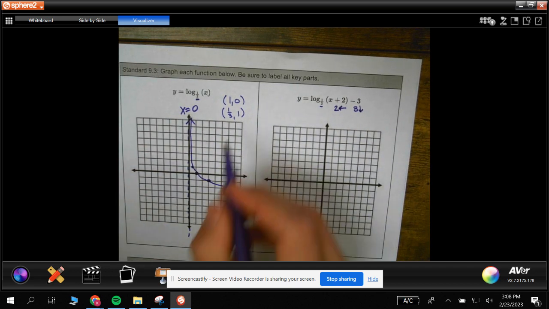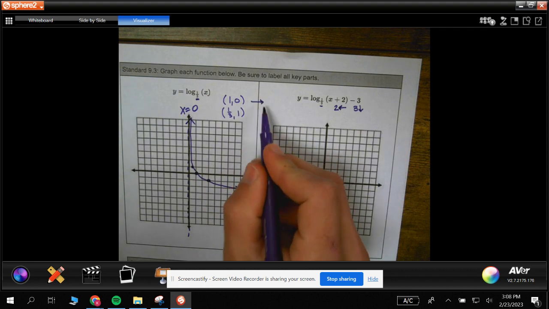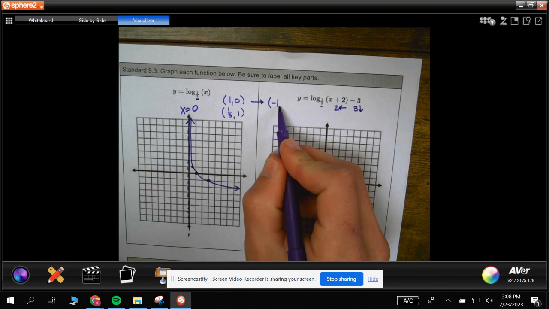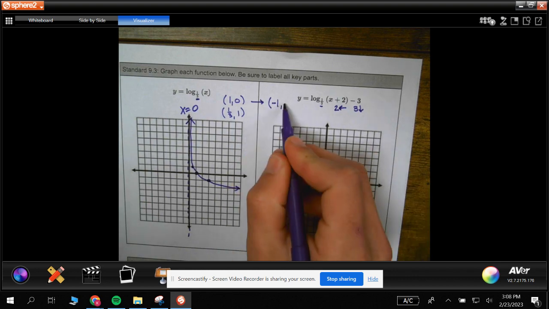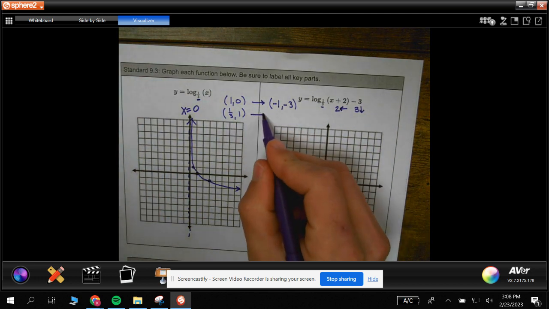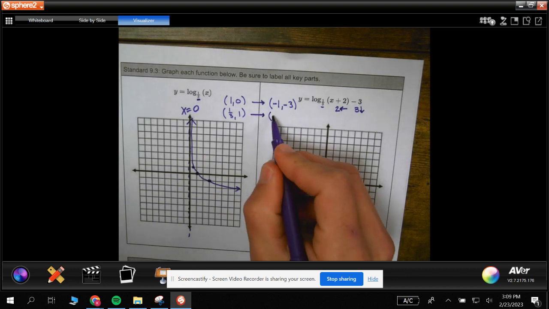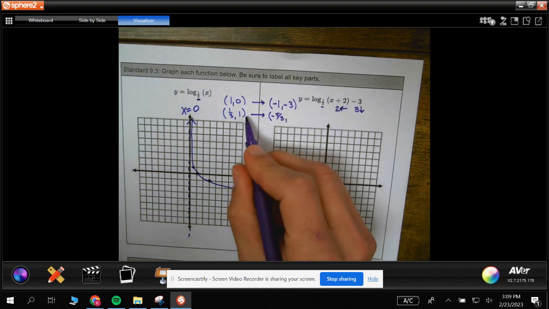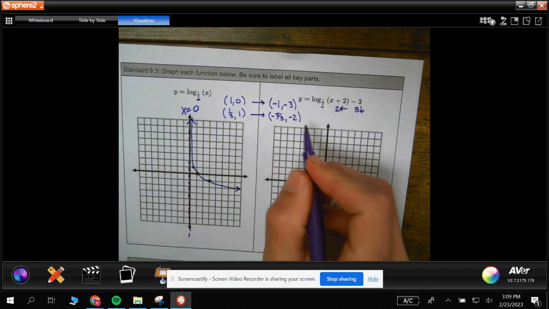So then my 2 locator points become what? 2 to the left means 1 goes to -1. 3 down, 0 becomes -3. Okay. With my 1/3, 1, 2 to the left from 1/3 is -5/3. All right. And then 1 minus 3 is -2.